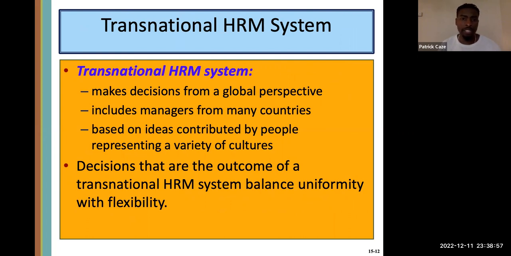A transnational HRM system makes decisions from a global perspective and includes managers from many countries, based on ideas contributed by people representing a variety of cultures. Decisions that are the outcome of a transnational HRM system balance uniformity with flexibility, all right? So when you have a transnational system, you really have a conglomerate of different folks, right? It's very diverse and you're getting ideas from many different walks of life.